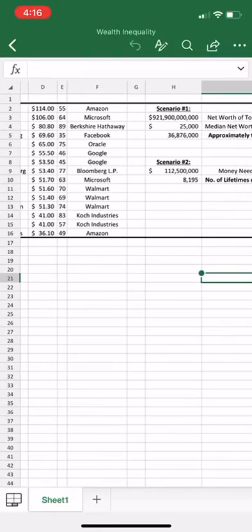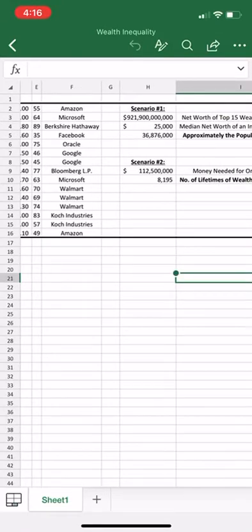And then I just took a total here in column H and did a couple scenarios. So the top 15 Americans' net worth is almost $922 billion. So that's 9 zeros, 10 to the 9. That's obviously money that most of us could not even wrap our head around, know what to do with, and all that kind of stuff. And so that's the total.